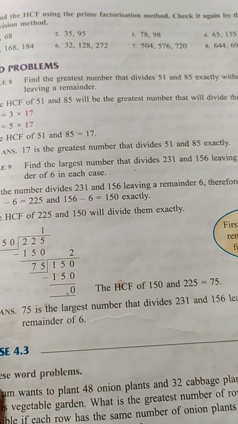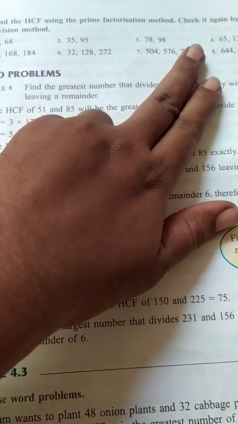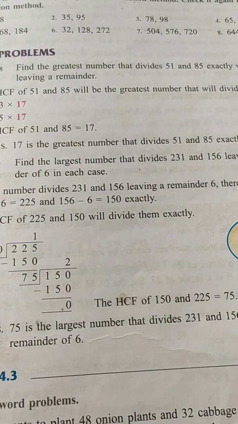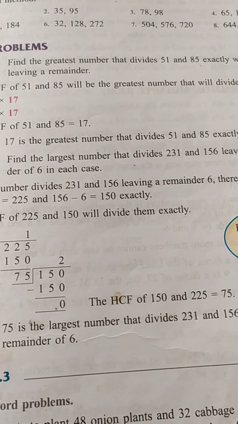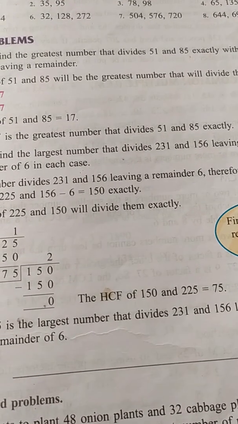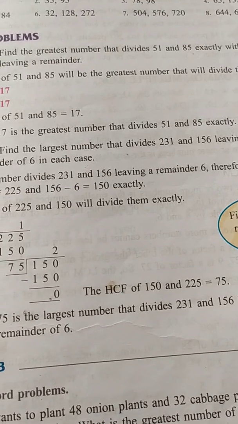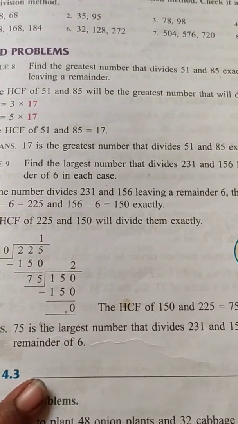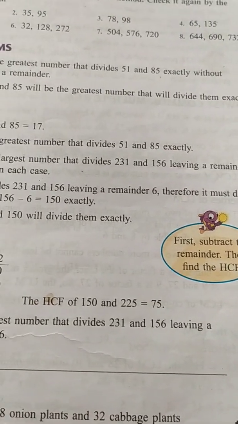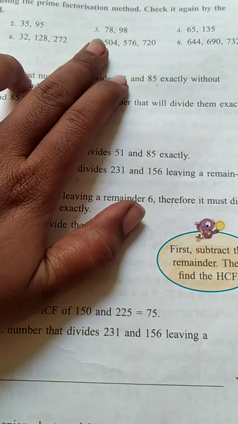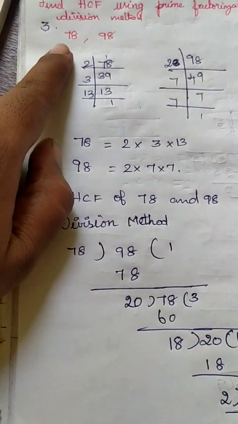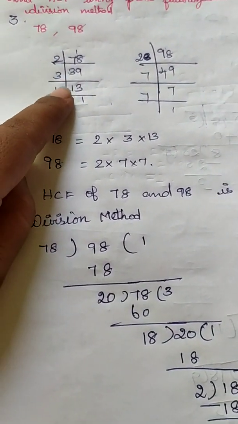After finding the prime factorization, we are going to check the answer by the division method. So both the models we are going to try out: one is prime factorization and the other is the division method. First we will do prime factorization, then the division method, and check the answer. I have taken problem number 3, 78 and 98. For the first, 78, we are going to find the prime factorization.